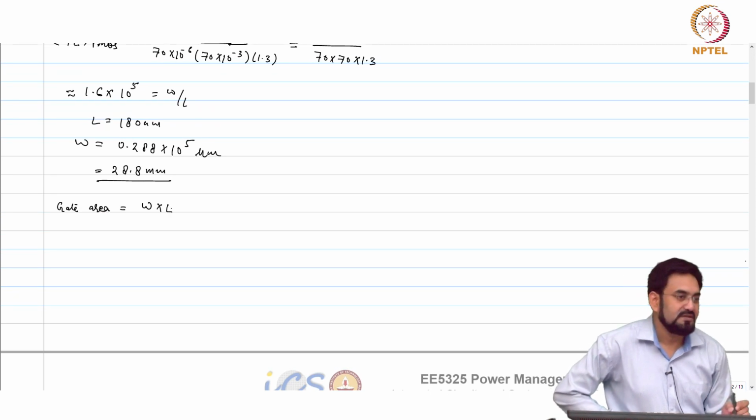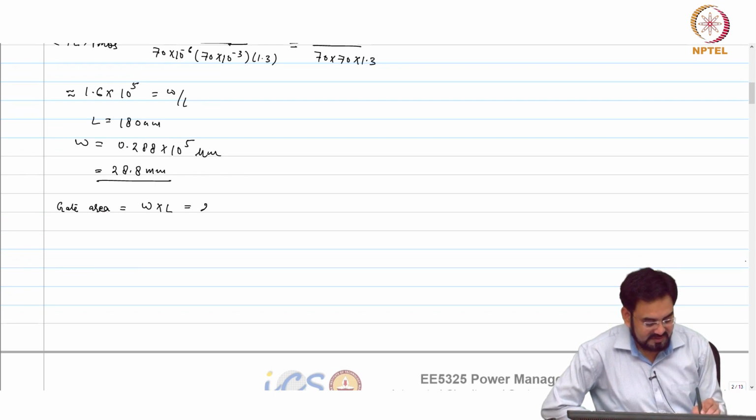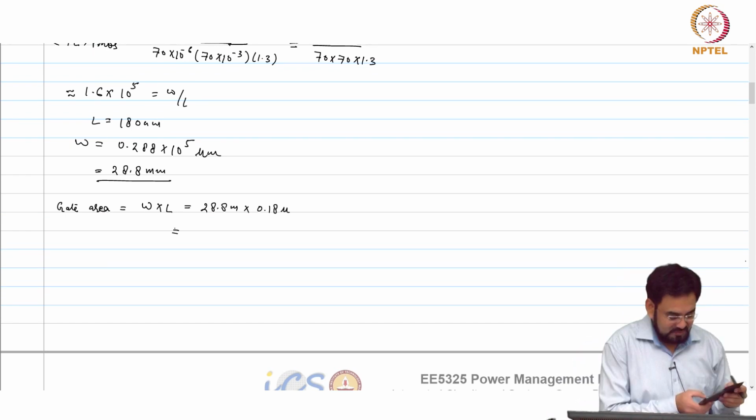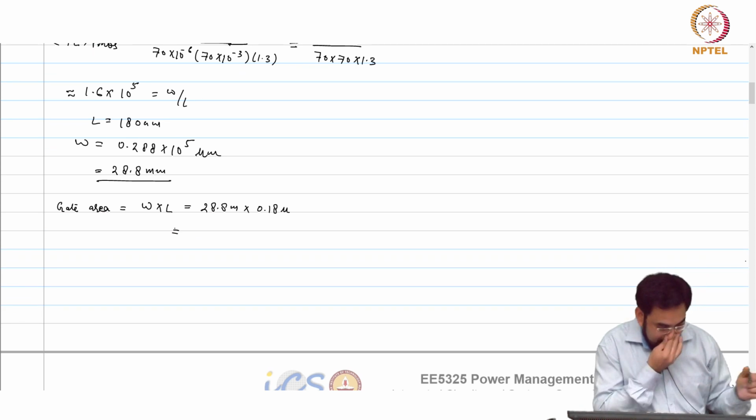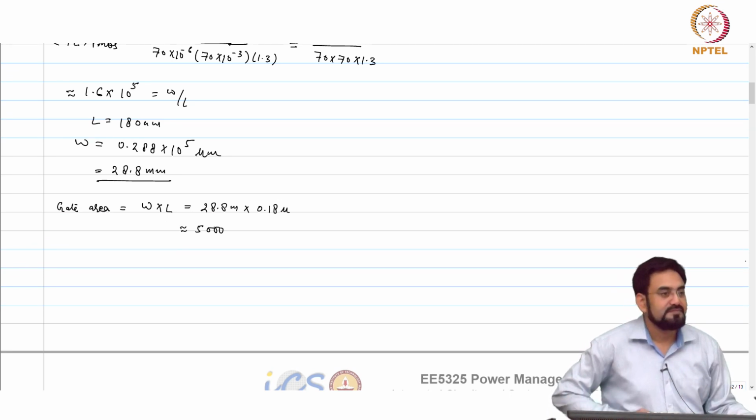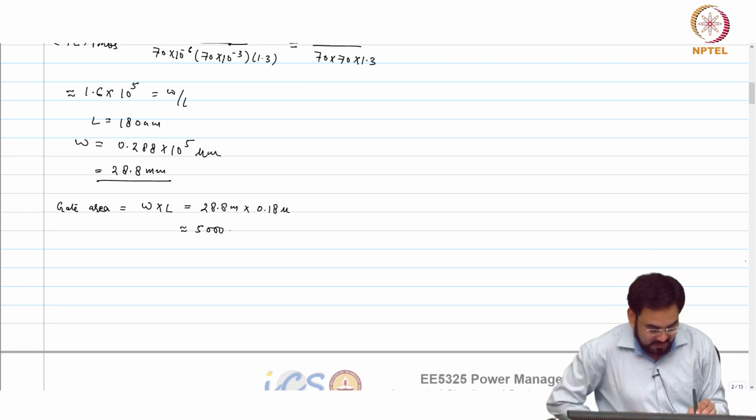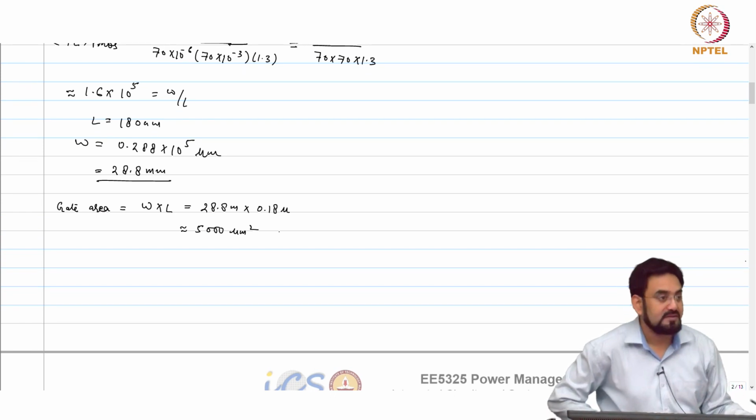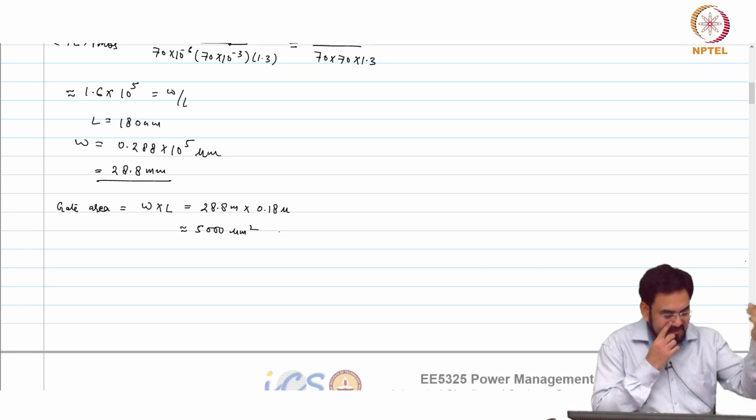Width into L. So W is 28.8 mm and L is 0.18 micron. How much is this? So, 28.8 into 0.18 into 1000 is 5184. So, I will approximate it to 5000 micrometer square. Correct. Okay. So, let us say 5 femtofarad.